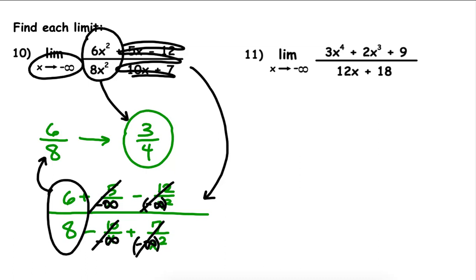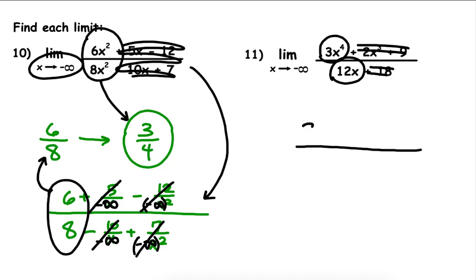Finally, last but not least, number 11, you got the numerator winning out. Clearly, it's 3x to the 4th, and this is only 12x to the 1st. We don't need to look at anything else. So we know that the answer is going to be some sort of an infinity because the numerator is winning here. But is it infinity or negative infinity? That's the big question. And in this case, it's going to be negative infinity. And here's why.